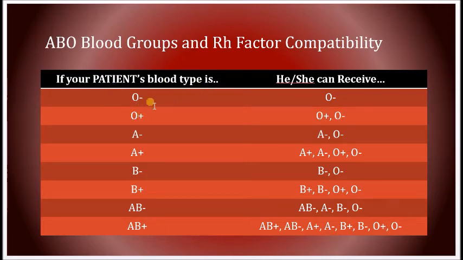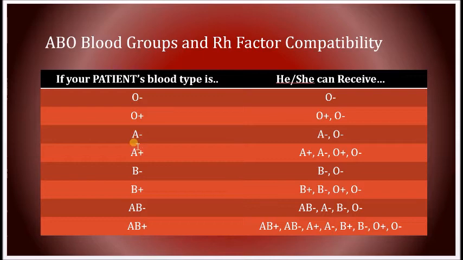So if your patient is O negative, then O is only O, but negative is also negative. So in that case, she can only receive O negative. If your patient is O type, then the patient can only receive O type blood. Now, if we add the Rh factor on top of it, Rh positive patients can receive negative and positive. Only if the patient is negative, they can receive negative only, okay?